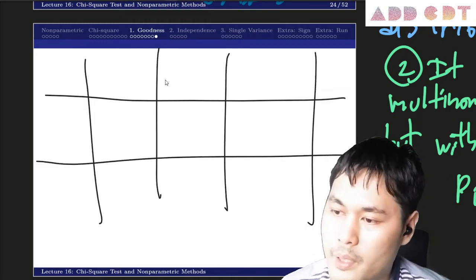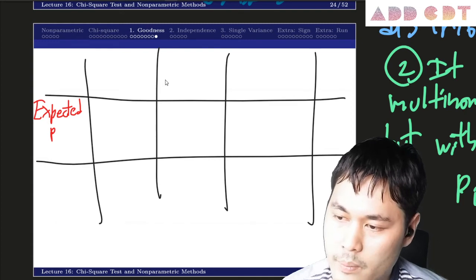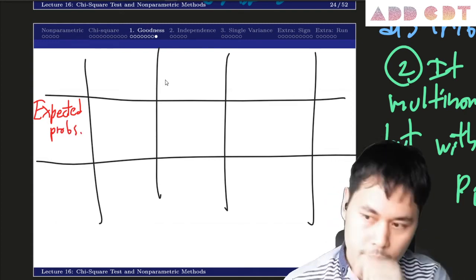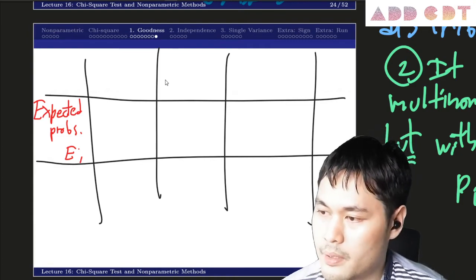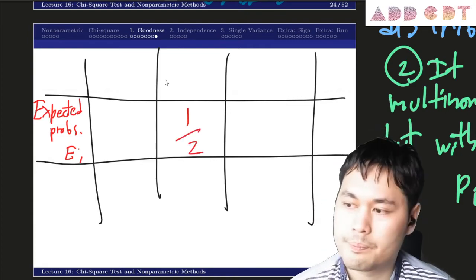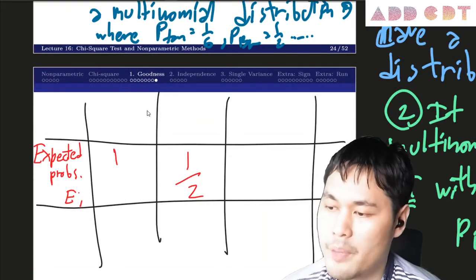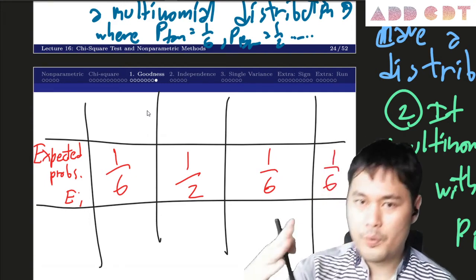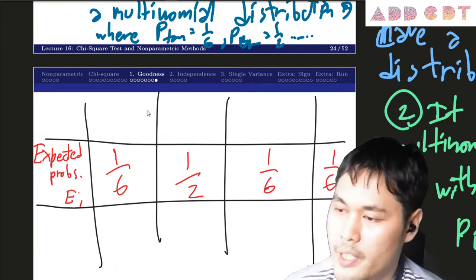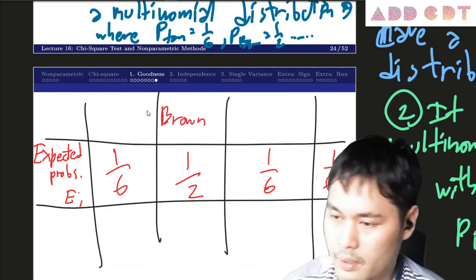So we have the expected probabilities. Let's say probs, or E_i. We expect the brown one to be 1/2, and then we expect the rest to be 1/6. And this is what we should settle before we perform the experiment. That's the brown. Okay, the rest.